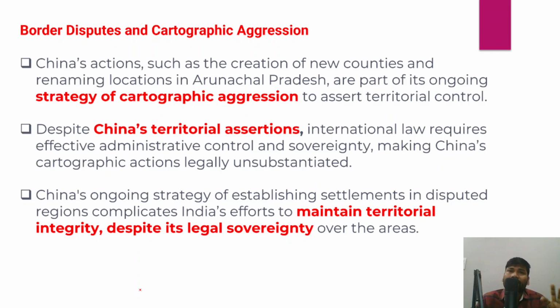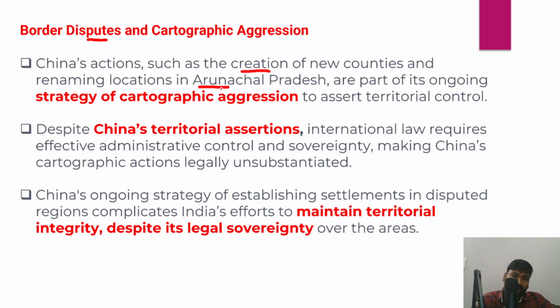China may use it to its advantage in case of any geopolitical tensions between these two countries, or for any other reason, during the monsoon season. And apart from that, we should also focus on border disputes and the cartographic aggression of China, because of China's actions such as the creation of new counties and even renaming some of the places in Arunachal Pradesh. Now, China has been regularly doing this.